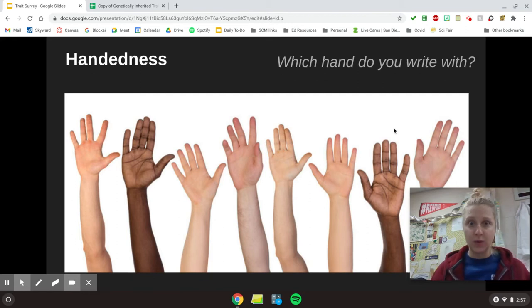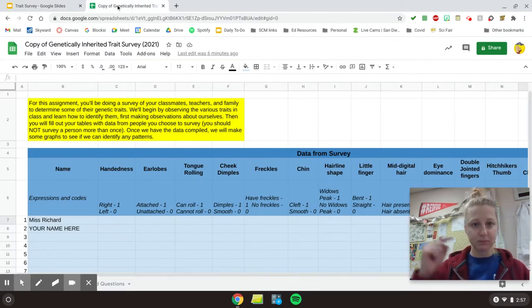So how do we fill that into the spreadsheet? Let's talk about how you're actually getting that data collected. So looking at the spreadsheet, and by the way, I'm going to give you all of my data as well.